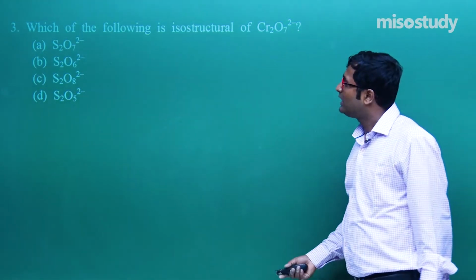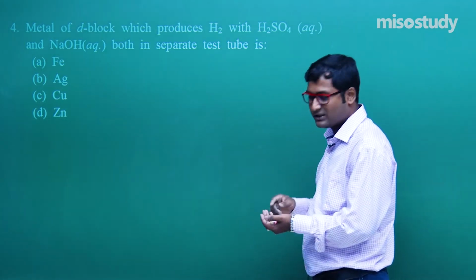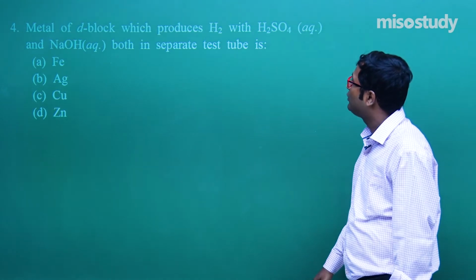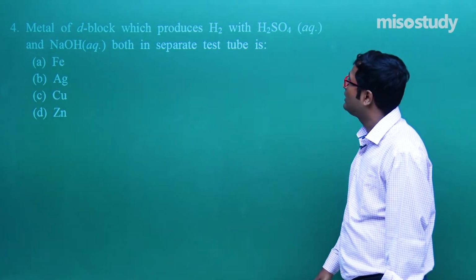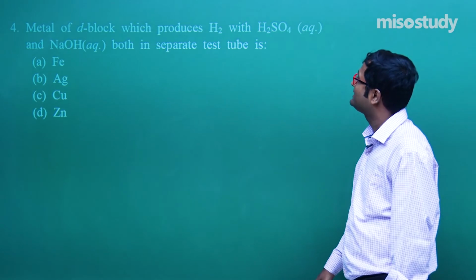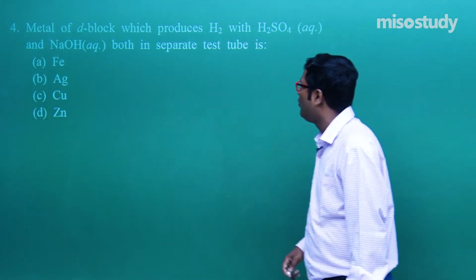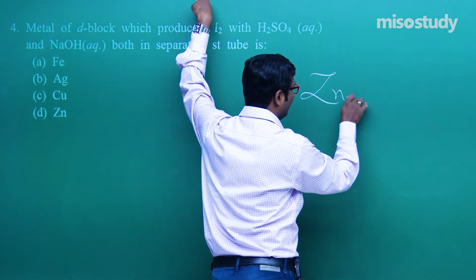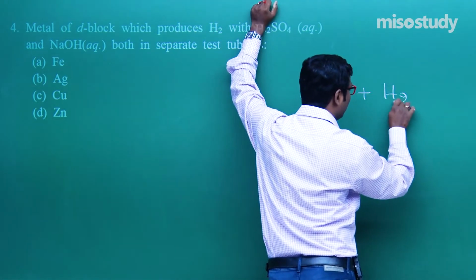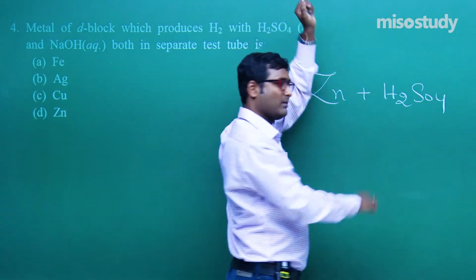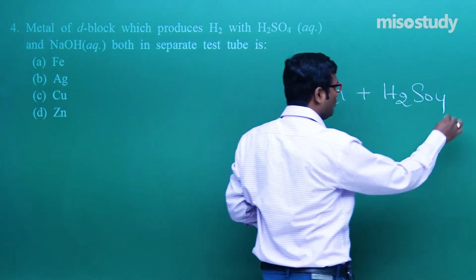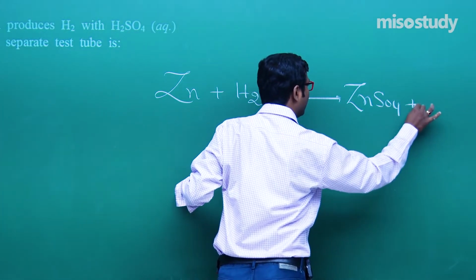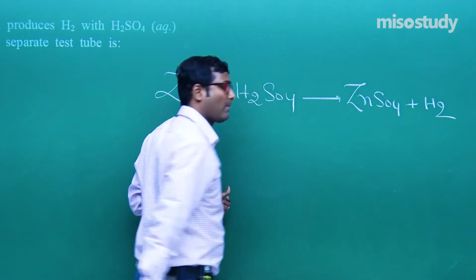Now let's move to the next question. What is the next question? Check it out carefully. Which metal of the D block produces H2 with H2SO4 and NaOH both, in separate tests? As I know, there is a famous metal Zn. When treated with H2SO4, remember this, it gives you ZnSO4 plus H2. This is the first.